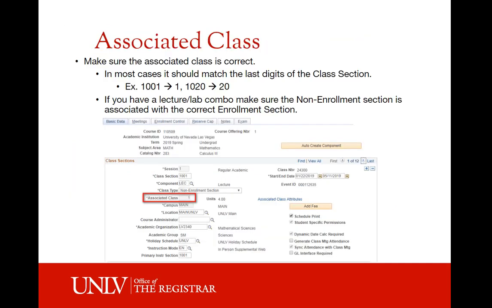The associated class is what pairs the two sections together. You should already be familiar with this association from the Scheduling Basics training. For classes with only one component, the association will match the last digits of the section number excluding the 1 and leading zeros. When the course has multiple components, the association is what keeps the enrollment and non-enrollment sections together.